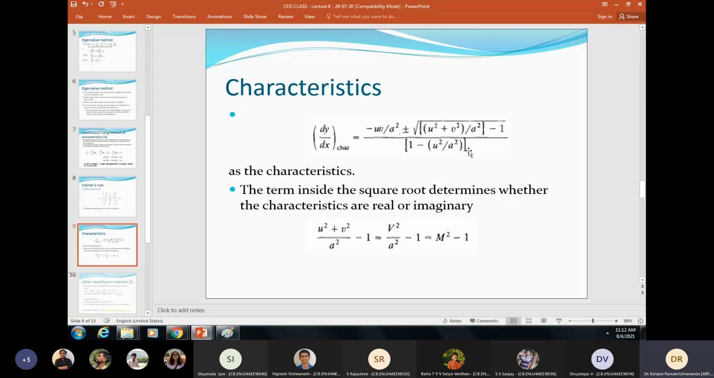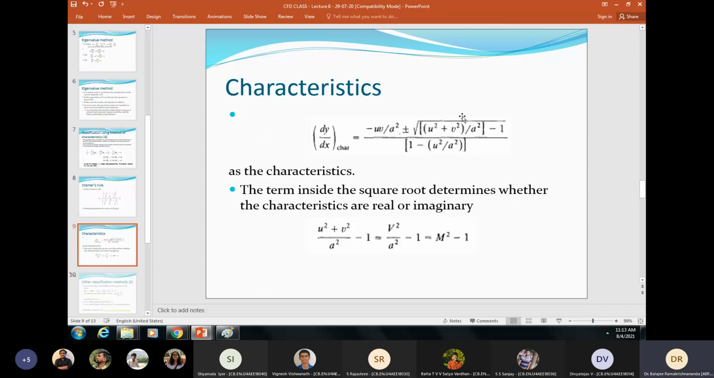So now, if the discriminant is positive, what happens? You'll have real roots. If the discriminant is 0, you'll have only one root. If the discriminant is negative, you'll have imaginary roots, which means there is no solution, which means the characteristic lines don't exist.